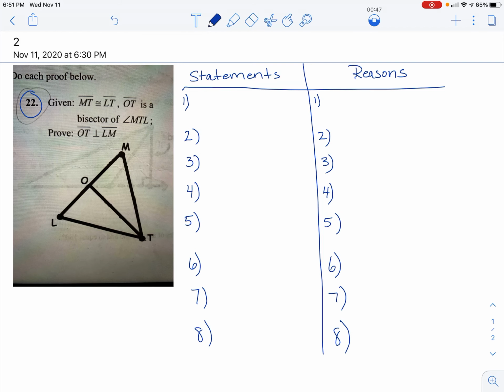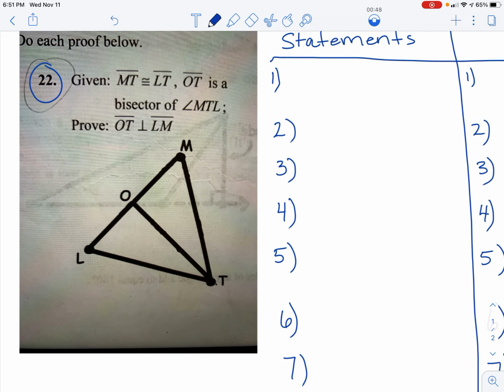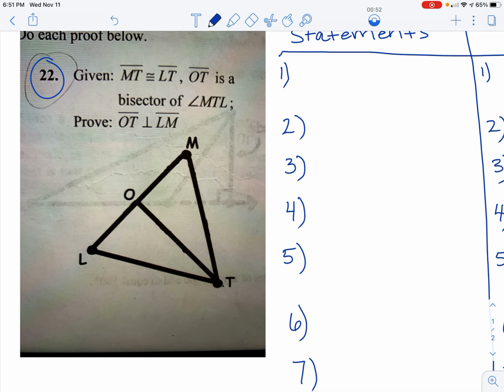Okay, so here we go. Let's take a look at what we have here. We have this triangle. Actually, we have two triangles kind of mashed together here. We have some given information. I'm going to go ahead and mark up the triangle according to what is given to us. Looking up here at what is given, we see that line segment MT is congruent to LT. So let's put a tick mark on each one of those, indicating that those two sides of those triangles are congruent. We're also told that line segment OT is a bisector of angle MTL.